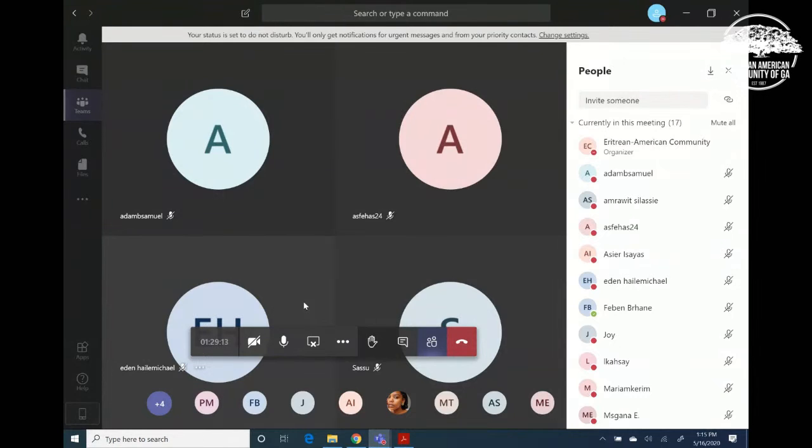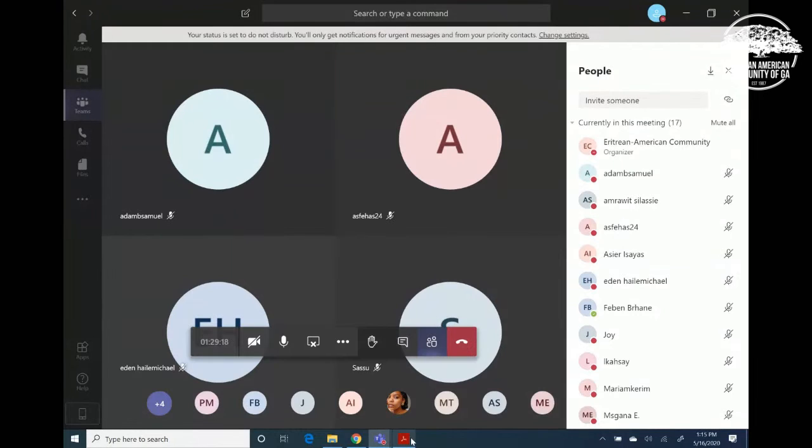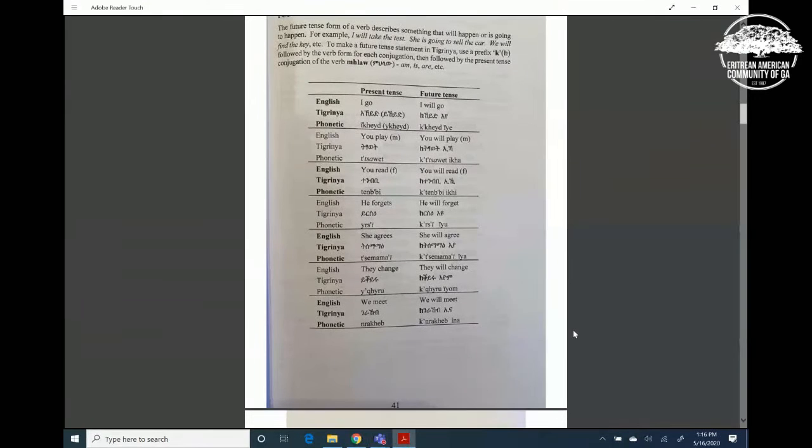All right. Now I will pass it off to Afwaki, and he will start off on page 41, talking about the future tense.